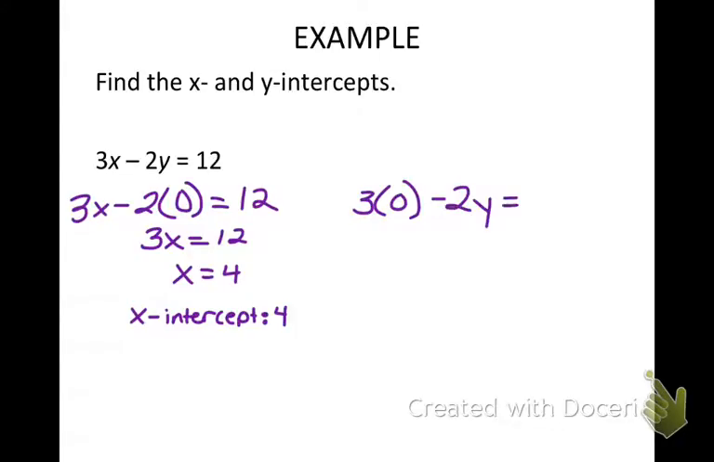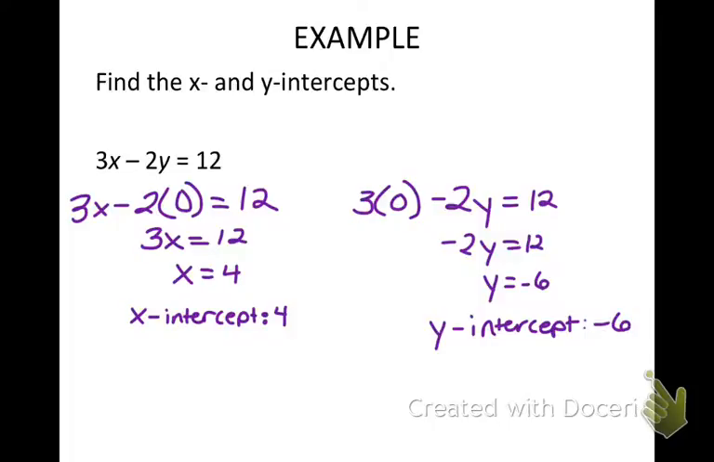So minus 2y equals 12. 3 times 0 is 0. Negative 2y is equal to 12. Y is equal to negative 6. So my y-intercept is negative 6.